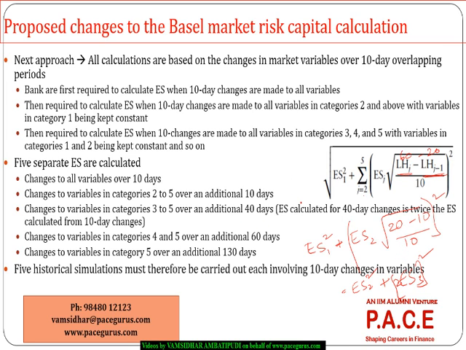So this is the way you compute the overall ES by computing 5 separate ESs and after that trying to integrate all those 5 using this kind of an expression. So we are trying to find out 5 different historical simulations involving 10-day changes in the variables. That is the proposed structure which FRTB has come out with for the computation of market risk, which involves the computation of the expected shortfall with a 97.5% confidence level.